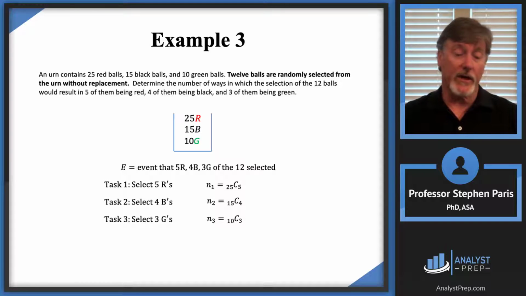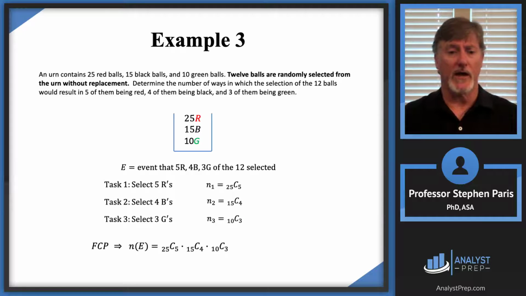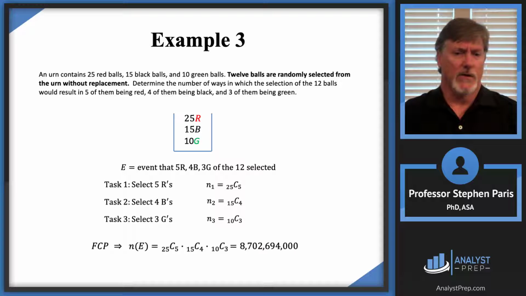And then the fundamental counting principle would say, well, the number of ways of selecting the 12 balls that would result in the 5 reds, the 4 blacks, and the 3 greens, you multiply together the number of ways of completing each of the tasks. And this ends up being quite a big number. It's an 8.7 billion number there.